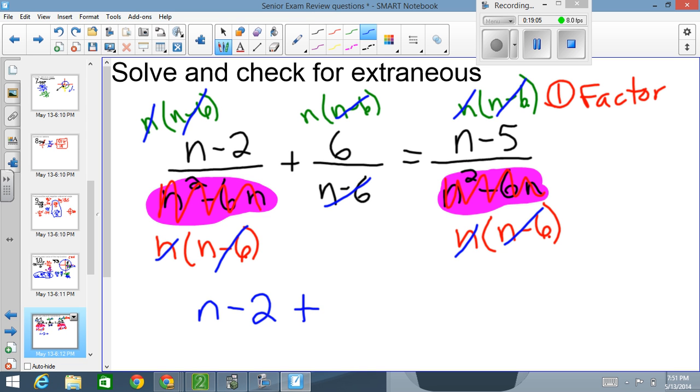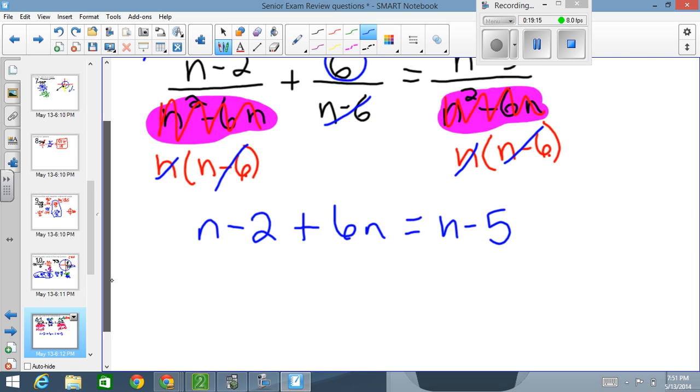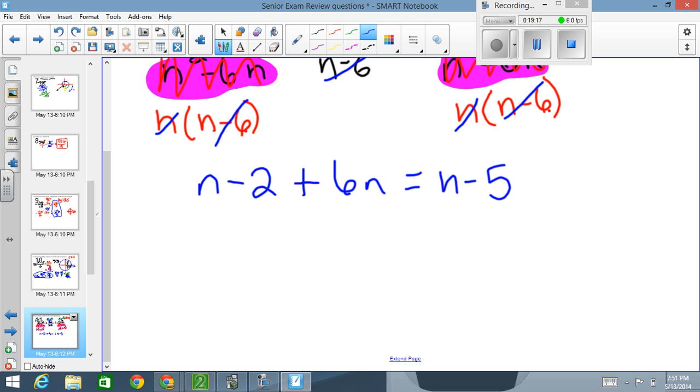So, go back to the first part of this. All that's left is n minus 2. The middle part, you still have 6 times n, so that's 6n. And then the last part is n minus 5. So let's continue and solve. I have like terms. A 1n plus a 6n is 7n's. Bring down the minus 2.